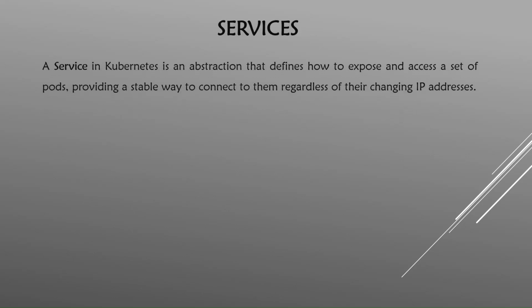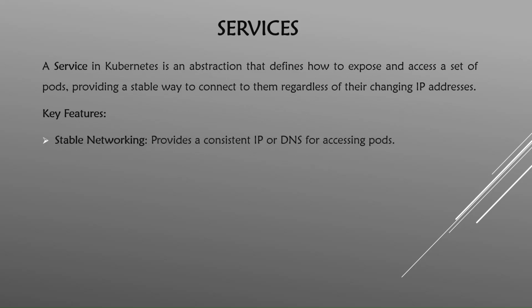So the next thing we have is services. A service in Kubernetes is an abstraction that defines how to expose and access a set of pods, providing a stable way to connect to them regardless of their changing IP addresses. In this, we have some key features. Stable networking: it provides a consistent IP or DNS for accessing our pods. Selector mechanism: routes traffic to pods matching specific labels.